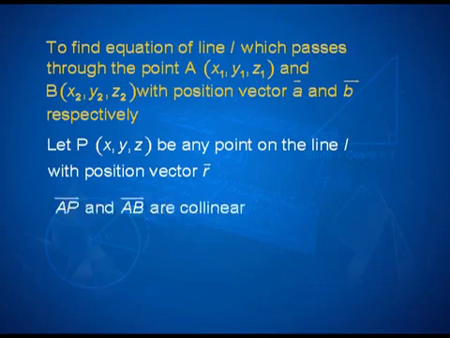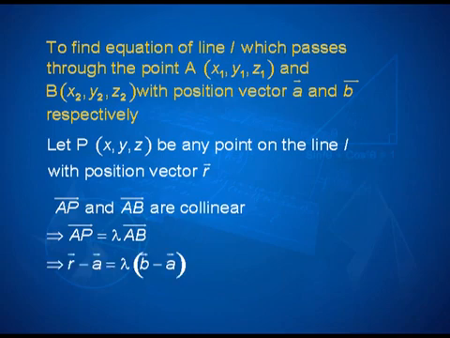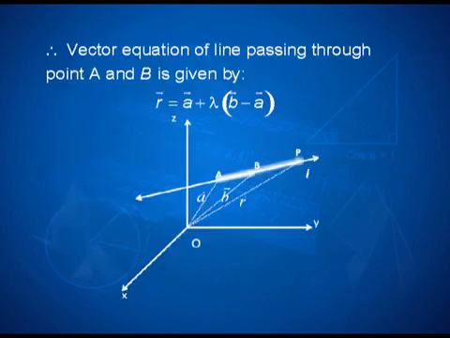The vector AB and the vector AP are collinear, and therefore, one must be a scalar multiple of the other. So, vector AP is lambda times vector AB. Using the position vector of each of these points, I get an equation r minus A equal to lambda times vector B minus vector A, and that gives us the vector equation of a line passing through two given points as r is equal to vector A plus lambda times vector B minus vector A.